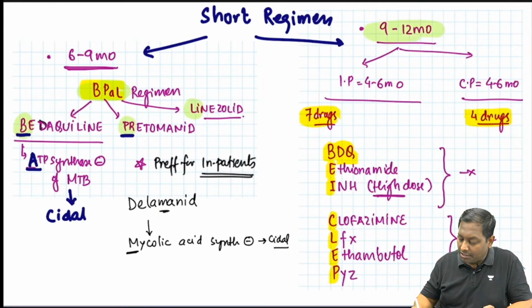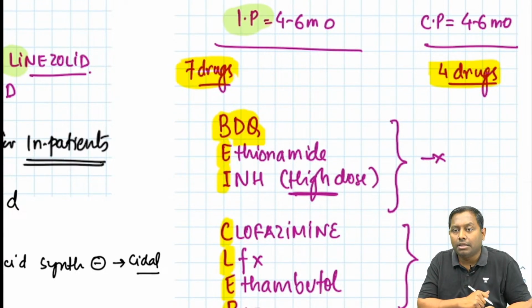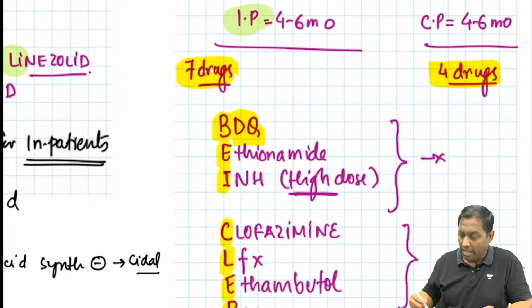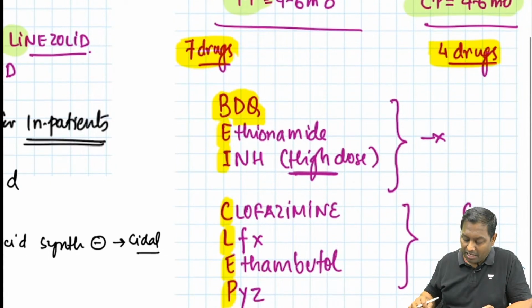The one that is utilized for most of the patients visiting the OPD will be the 9 to 12 month therapy. That is divided into an intensive phase of 4 to 6 months, and a continuation phase of another 4 to 6 months. In the intensive phase we have 7 drugs. Remember, we have 7 drugs here.